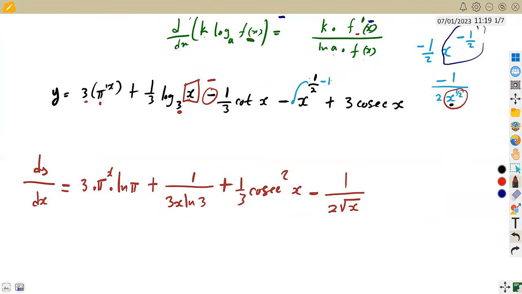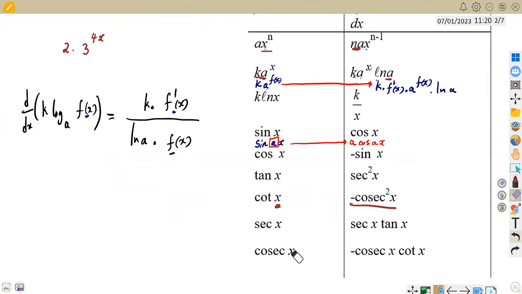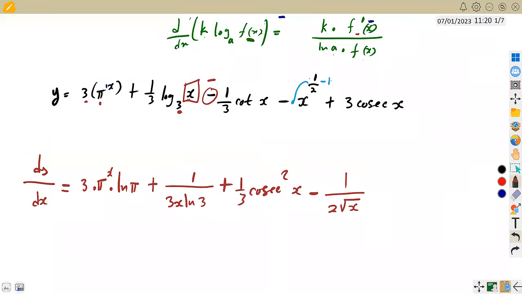All right, we move on to the cosec x. So what is the derivative of cosec x? Again, we are given this on our formula sheet. So you can just check your cosec x, in this case it is going to give us negative cosec x cot x. So we are going to have negative cosec times cot.